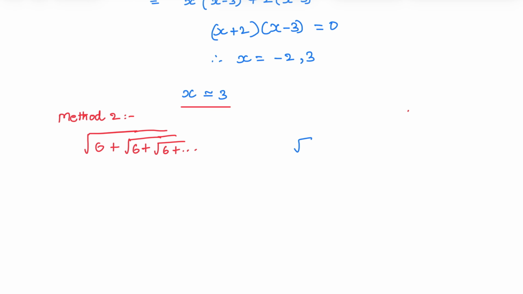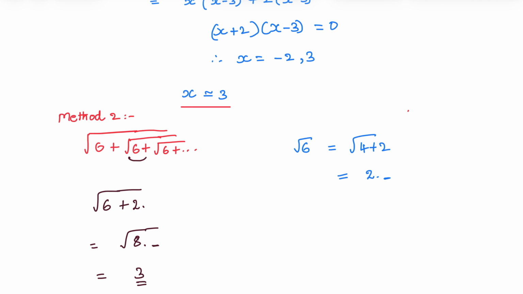See, let root 6, what is the value? Root 6 equal to root 4 plus 2. It is equal to nearly 2 plus something. Here root 6 plus, let's consider this value is 2 plus something, equal to root 8 plus something. See, nearly it is equal to 9. That's why it is equal to 3.